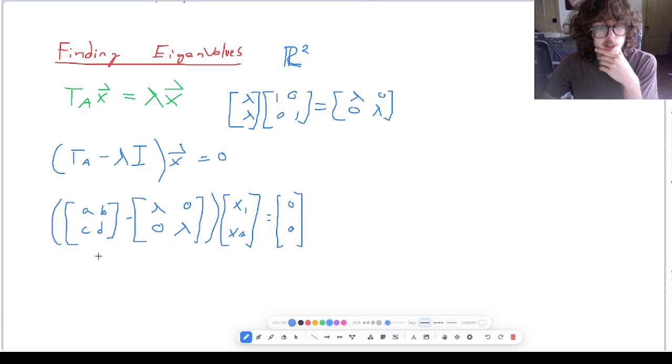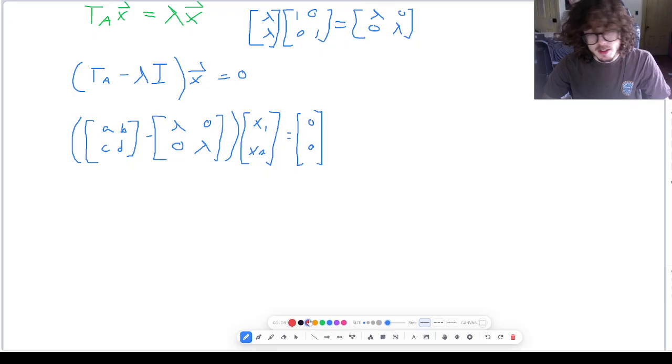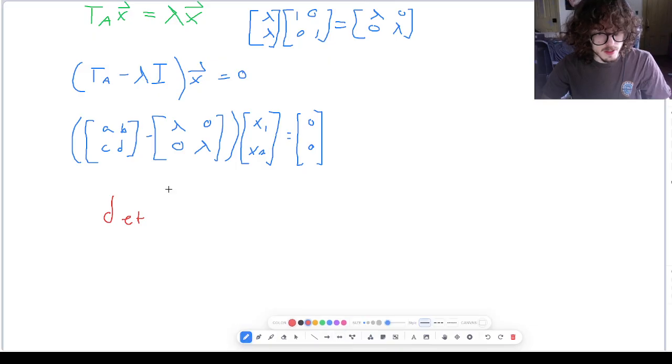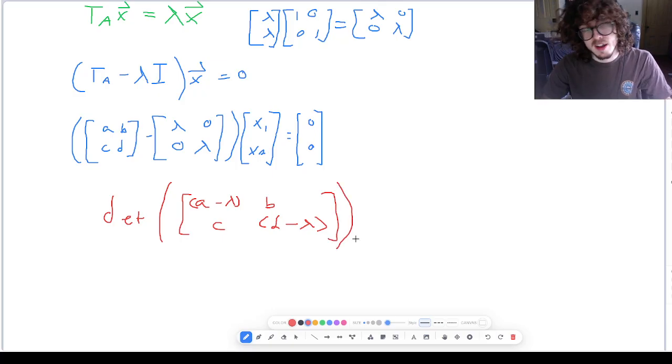Right? You can combine these, and specifically what we're going to do is take the determinant of both sides. The determinant of the 0 vector is 0, so we'll just simplify that. If we take the determinant of both sides, you get something like this, and you're going to have to do a lot of factoring.